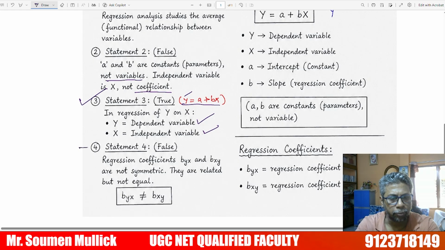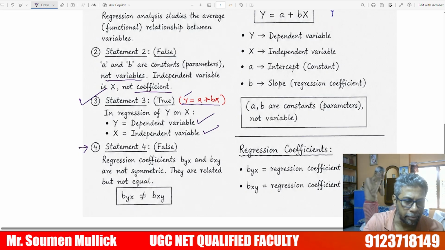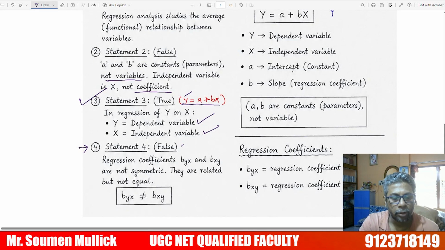The statement 4, regression coefficients byx and bxy are not symmetric. They are related but not equal. This is false. Byx is not equal to bxy.